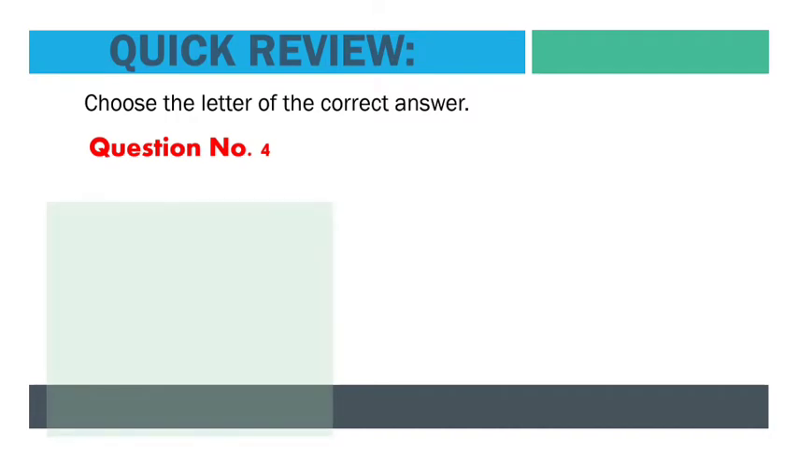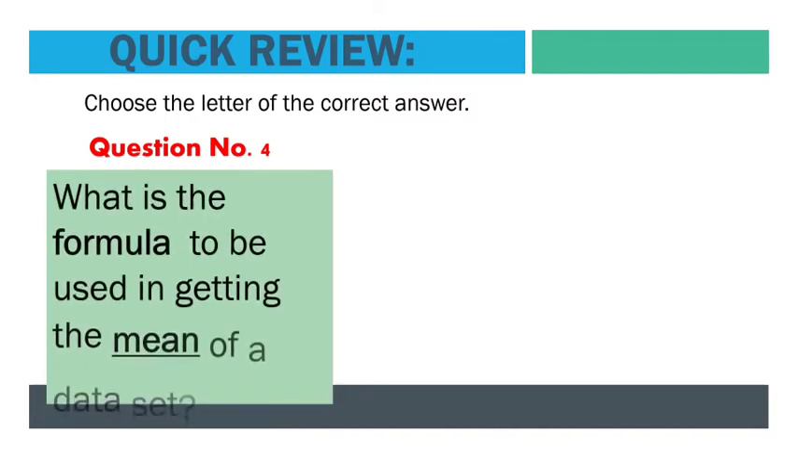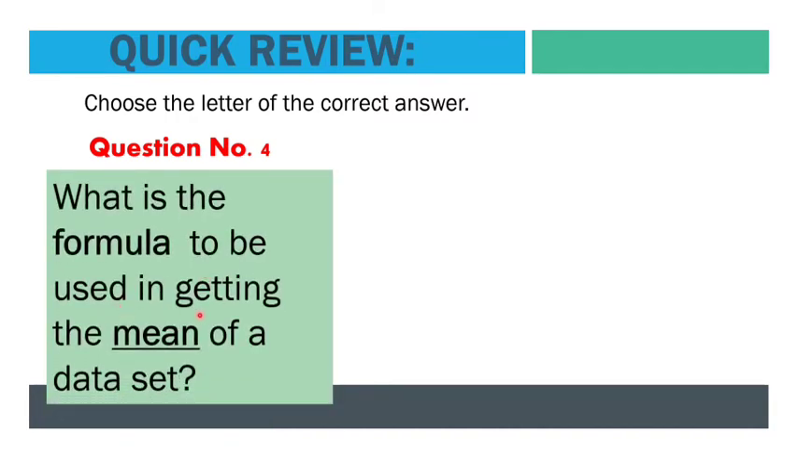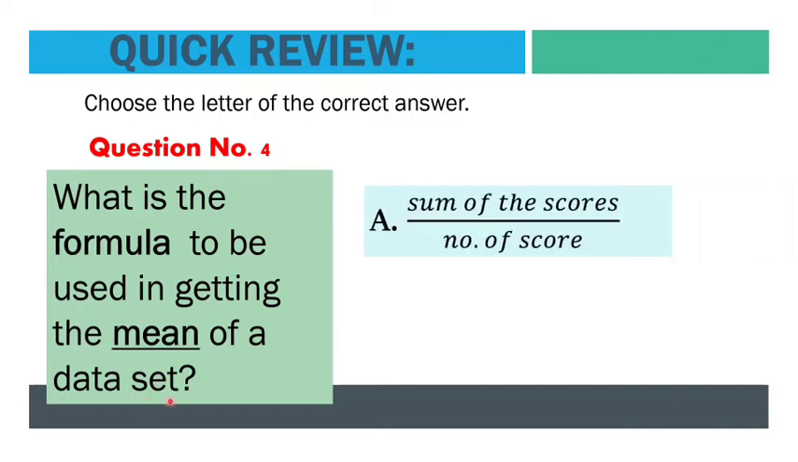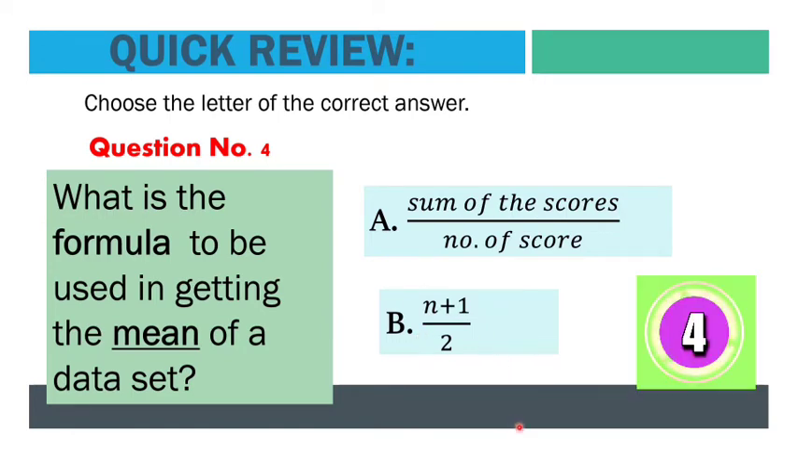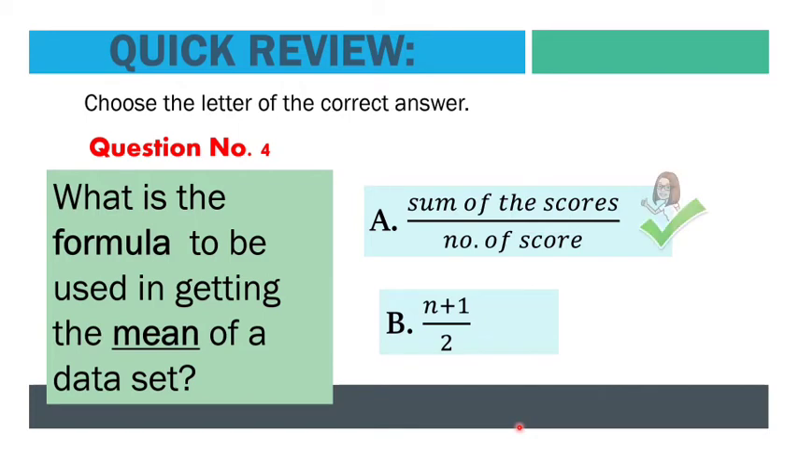Question number 4. What is the formula to be used in getting the mean of a dataset? Is it A, sum of the scores divided by the number of scores, or B, n plus 1 all over 2? And the correct answer is A. Take note of this. Did you get it also? Very good.